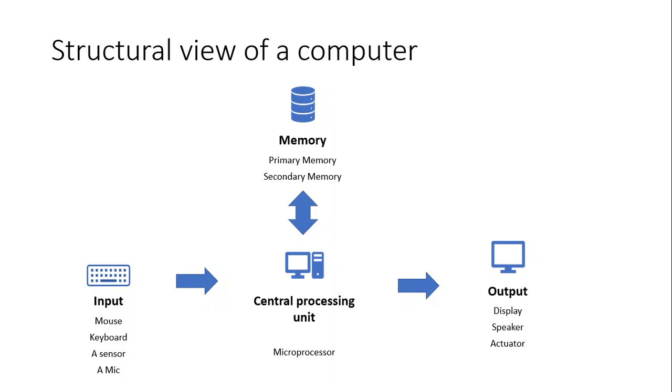Then we have input and output. So we need to interact with the outside world. We can have multiple types of input, and then we can also have multiple types of output. This view should stick with you. You'll revisit this view of the computer when you get to your fourth or fifth semester. There you'll study a course on embedded systems, and there you learn about computers that can be embedded into other devices.